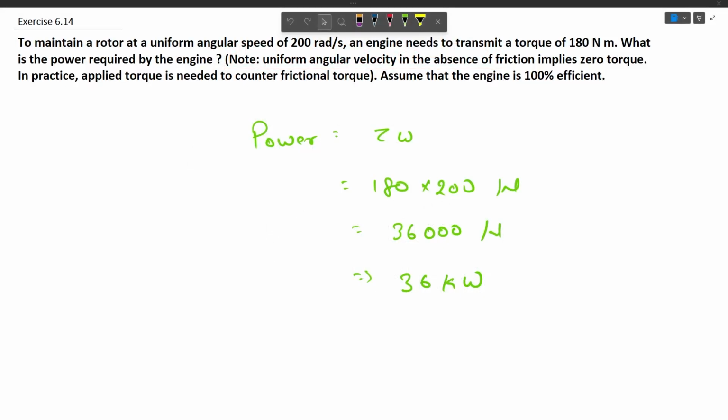The question says that to maintain a rotor at uniform angular speed of 200 radians per second, an engine needs to transmit a torque of 180 Newton meter. What is the power required by the engine?